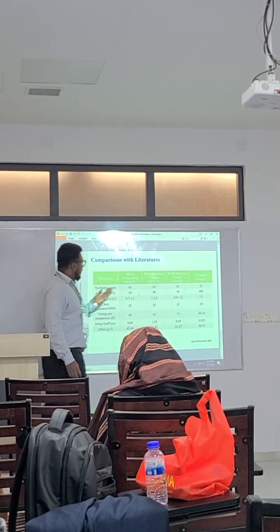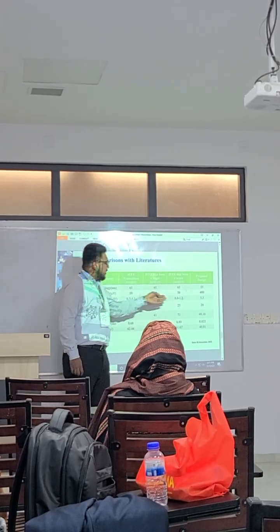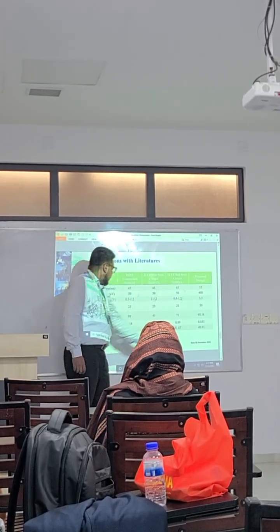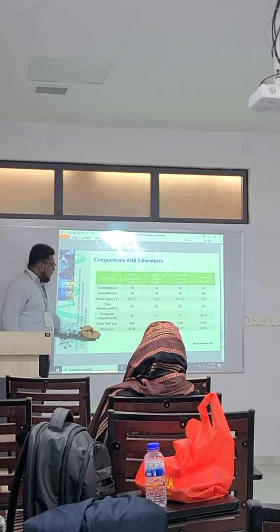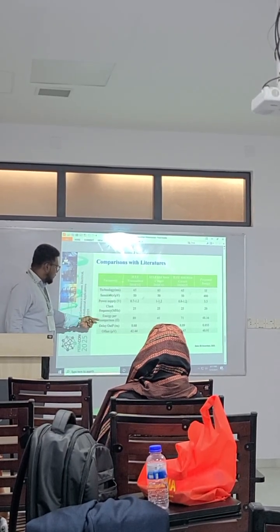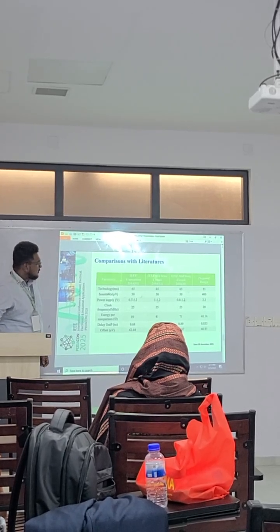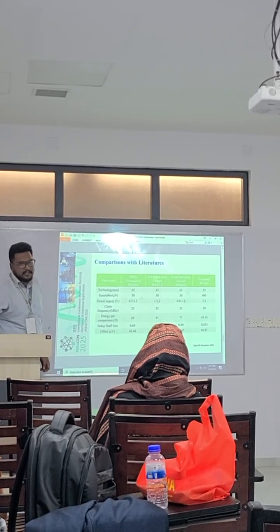So basically, it has been established in 65 nanometer technology before, and we have established this circuitry in 55 nanometer. And here are the parameters we have tested. This is the sensitivity, power supply, clock frequency, energy comparison, delay, output, and offset. So this is the comparison table basically.